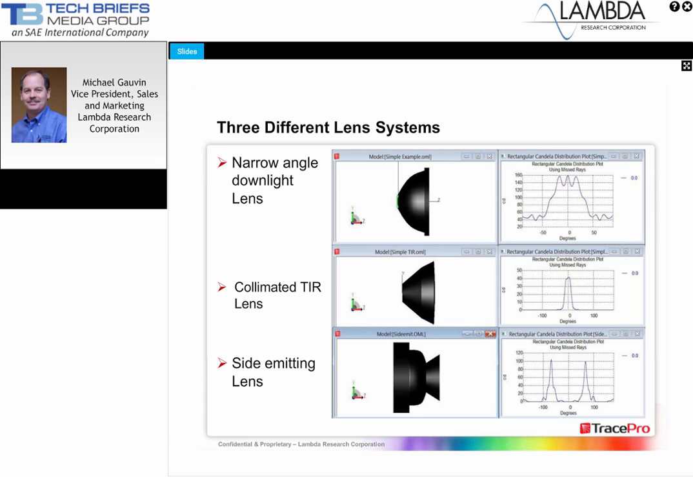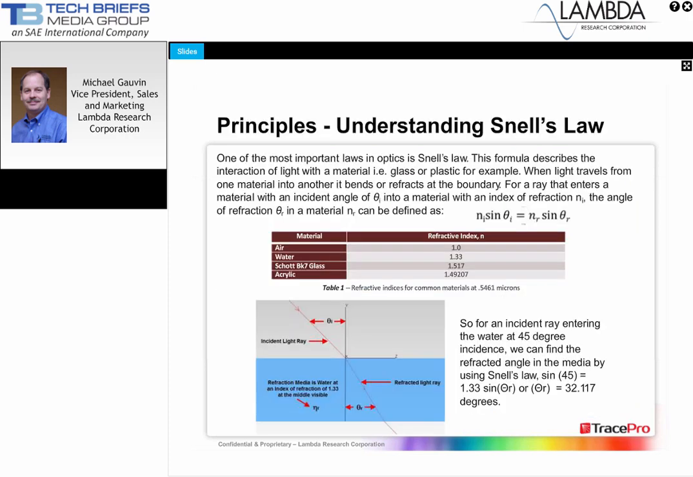Then we're going to look at a collimated TIR lens, which has a very small angular output and very high efficiency. And then we're going to look at the last one being a side-emitting lens, which is a batwing type example. We'll see how that throws light out to the sides and hopefully doesn't throw any light out forward.